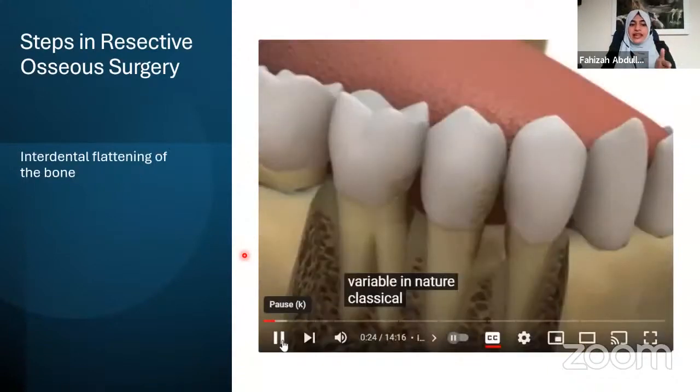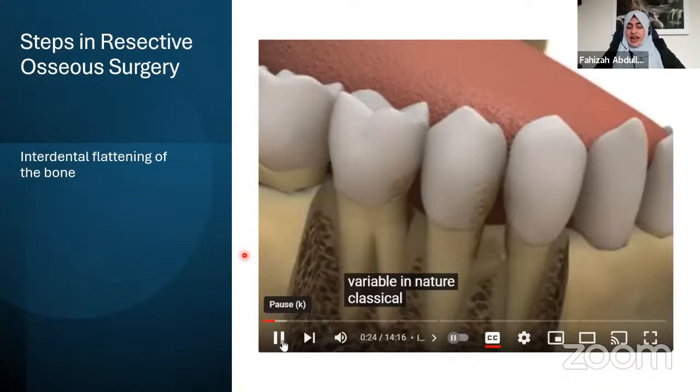Then coming to the interdental, okay, so the previous two surgeries which we saw, that is vertical grooving and radicular blending, are only osteoplasty procedures. We don't go into the supporting bone of the teeth. It's just the non-supporting bone where recontouring or reshaping of the bone is done.